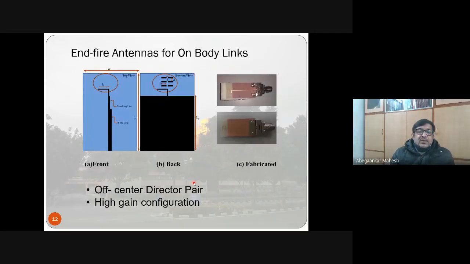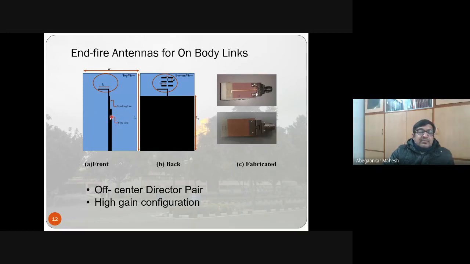So the first part we did was a modification of the previously reported antennas. This is called an end-fire antenna for on-body links. On-body links are from one part of the body to another part of the body. So this is a simple design. These two parts are shown. This is the top side. The black color indicates conductor, whereas this blue color is the dielectric.